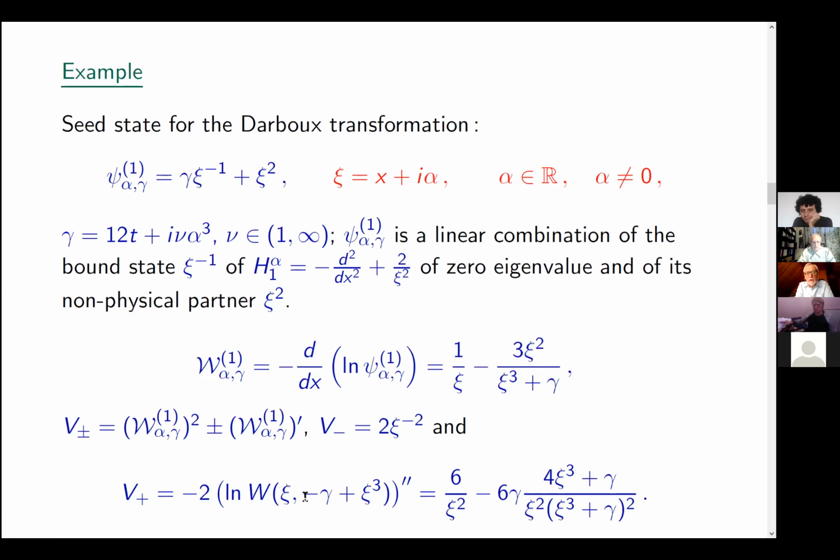And you see when parameter gamma tends to infinity, that is when the time parameter, which corresponds to the evolution parameter of the Korteweg-de Vries equation, tends to infinity, this potential corresponds to the next term in the Calogero model family of the systems.